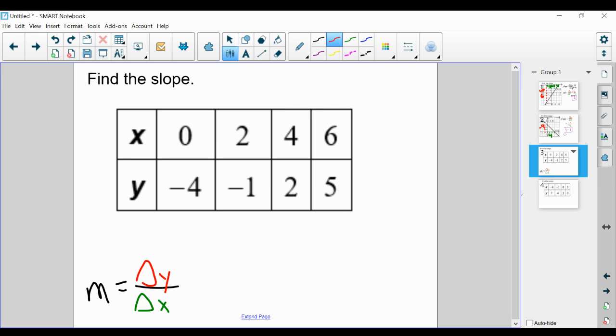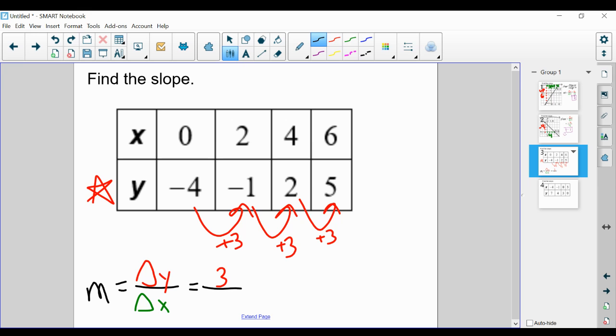So if I have my y column, I go from -4 to -1. How do I do that? Well, I added 3. How do we go from -1 to +2? We added 3. From 2 to 5, again, we added 3. Therefore, that consistent change in y is going to be 3.